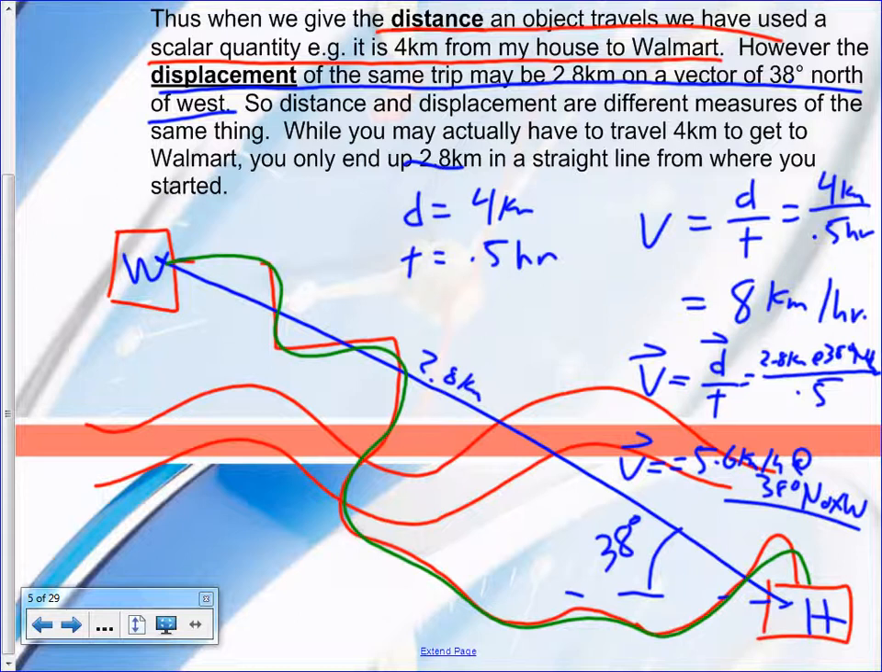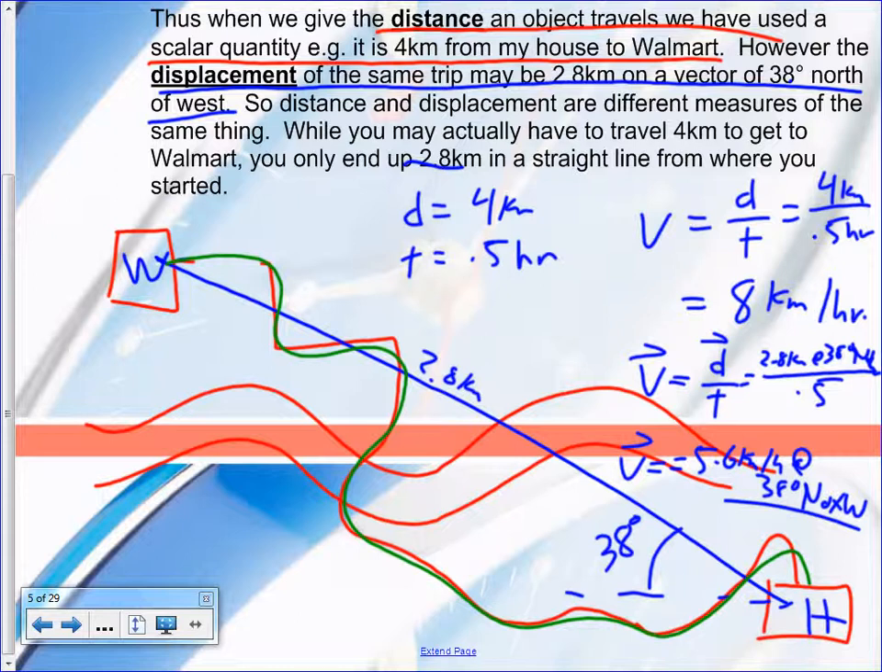Remember, displacement is how far and in what direction from where I started I end up. I started at my house. I ended up at my house. What's my displacement? It's 0. I ended up back where I started.